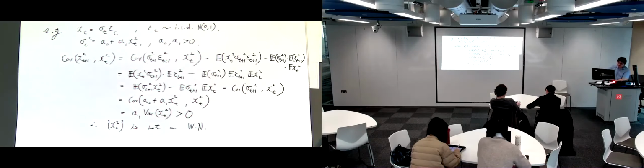So therefore, xt squared is not a white noise. So I'm going to demonstrate that this is indeed the case for real data. So the ARCH model is kind of successful in this regard.